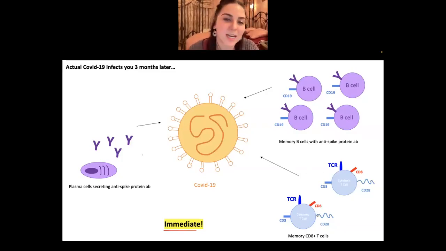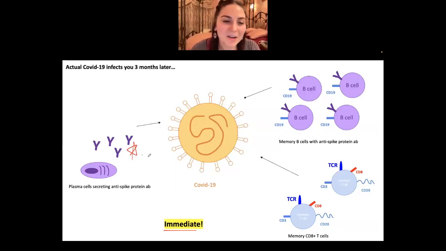And we have memory CD8 positive T cells. So we not only are making antibodies, that's why people are like, oh, antibodies, they wane. Yes, but we also have memory B cells that recognize it. We have memory T cells that can recognize it. And yes, we have antibodies that are going to wane over time, but there are still other things that we made from this vaccine.